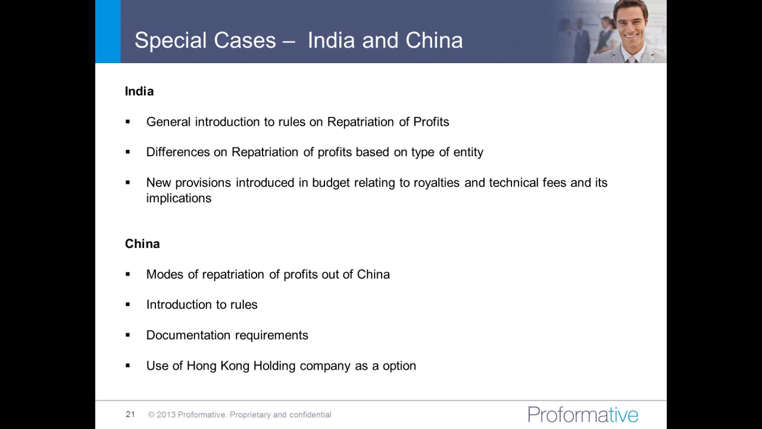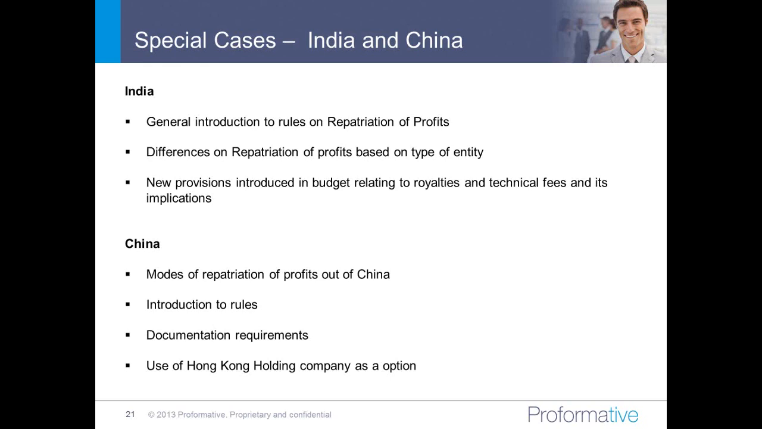So Sean briefly touched upon India, and he did mention the dividend distribution tax in India. In the short time which I've got on India and China, I'll try to do some brief touch points. If you drill down more into the detail, you would require a completely different webinar which Proformative has to organize. But since time is short, I'll just go ahead. The general introduction to the rules on repatriation of profits.